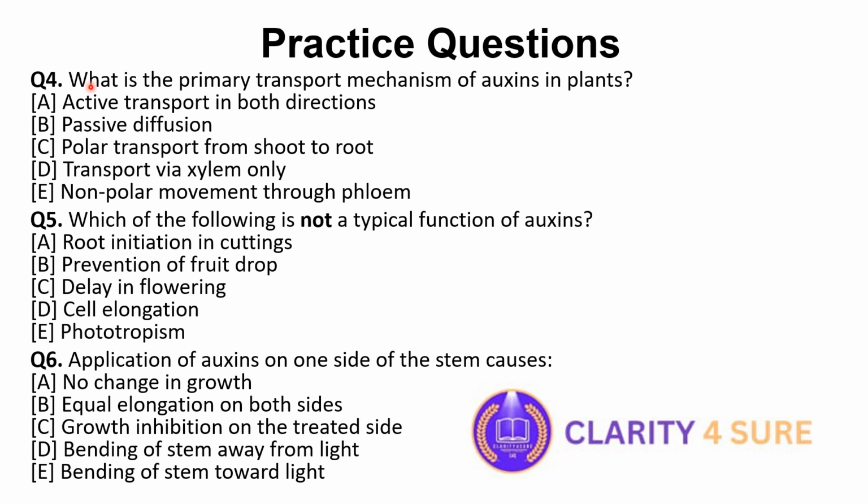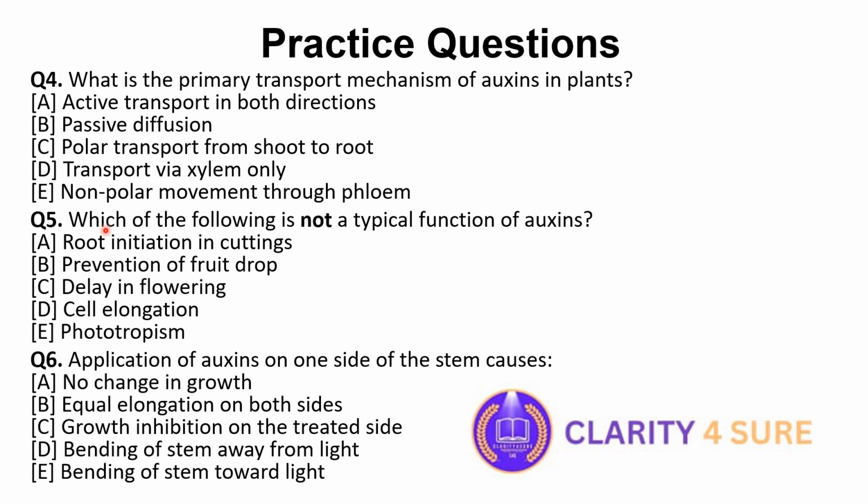The fourth question says, what is the primary transport mechanism of Auxin in plants? First is active transport in both directions, second is passive diffusion, third is polar transport from shoot to root, fourth is transport via xylem only, and fifth is non-polar movement through phloem.